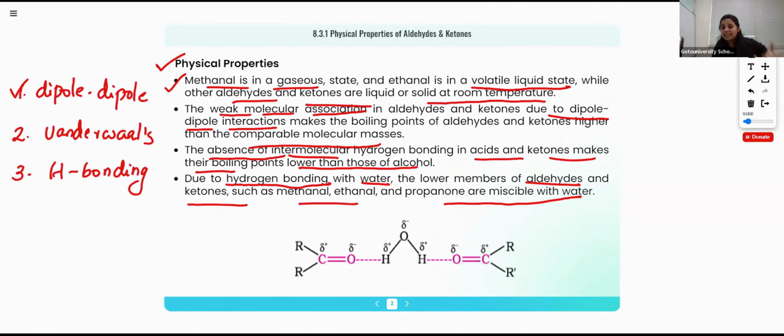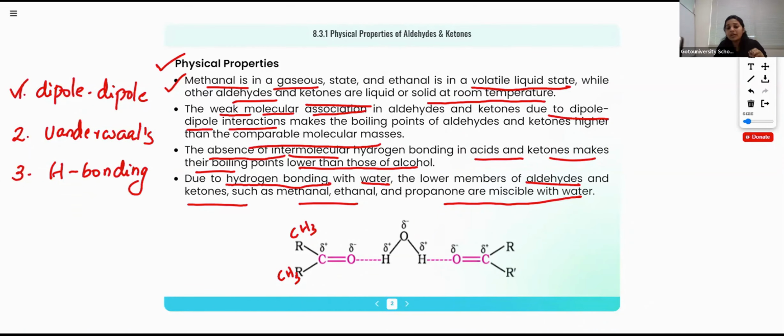Due to this hydrogen bond formation, these lower members are miscible, but when we move to higher members like butanal, pentanal, or butanone, pentanone, they won't be miscible. But the lower members like methanal, ethanal, and propanone are miscible with water. Methanal means only one carbon, ethanal means two carbons, and propanone means three carbons, right? They will mix with the water. See, one example: this is a ketone. Any R group, suppose it is CH3, and this is CH3, it will be propanone.